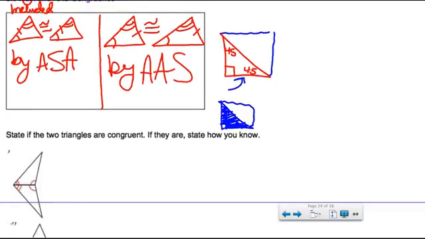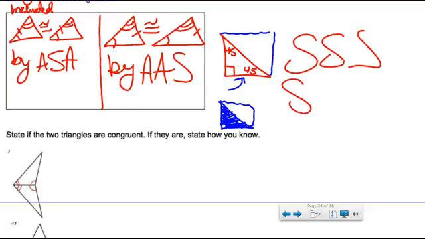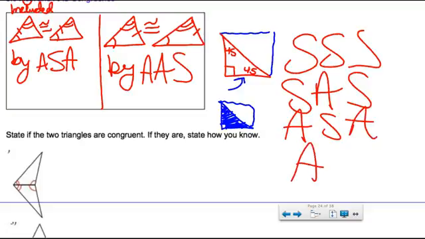So which ones do we have right now? We have side, side, side. If you can get all the sides locked in, you get the angles for free. We have side, included angle, side. We have angle, included side, angle, and we have angle, angle, non-included side.